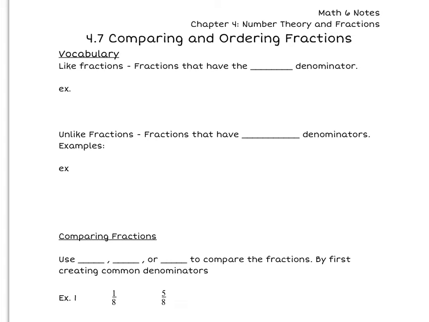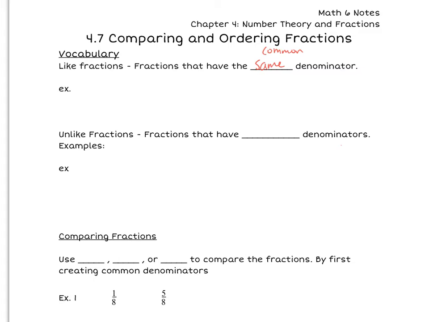So when we compare and order fractions, we have to think about two different kinds. We have like fractions. Those are fractions that have the same denominator. Another word you might see for that is common denominator. Have you ever heard the words common denominator before? Yes. Okay.